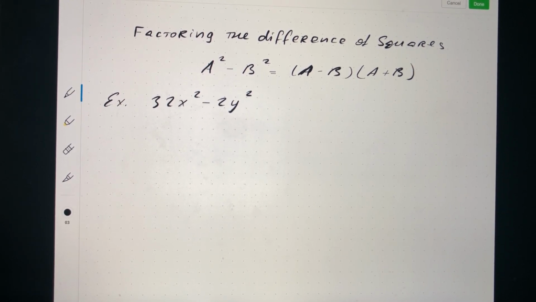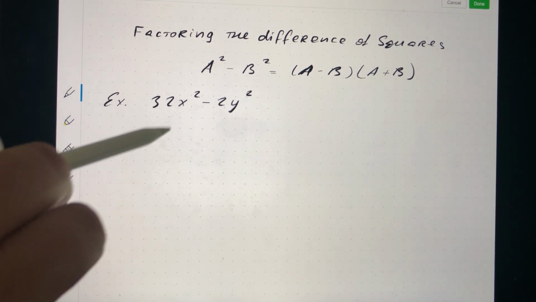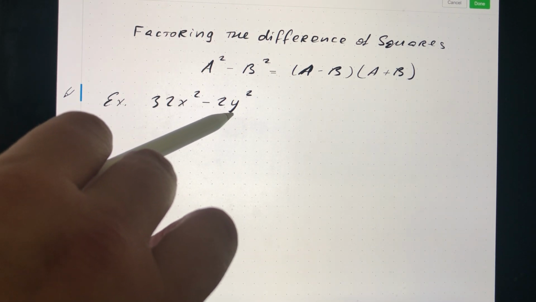Hello, in this video, let's talk about factoring the difference of squares. So here is an example, factor 32x squared minus 2y squared.